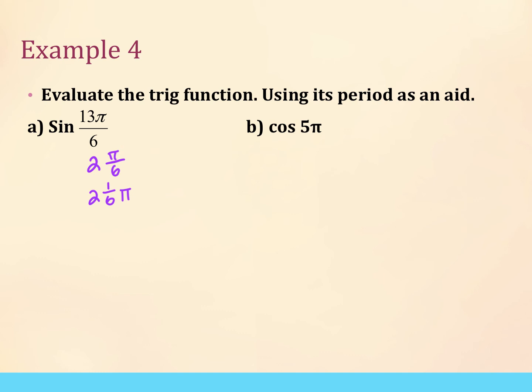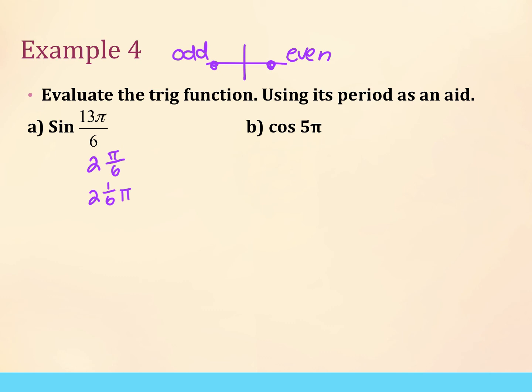So here's the trick with whole numbers. Even whole numbers are always on the right-hand side. Odd whole numbers are always on the left-hand side. Even are always on the right where 2 pi is. Odd are always on the left where pi is.